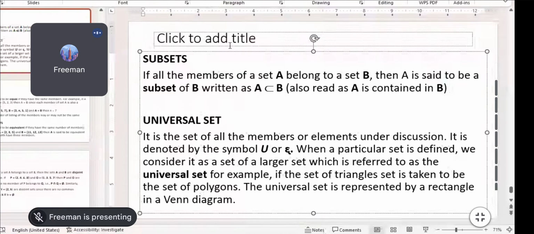Let me just search something quickly. Insert symbols. Where are you? Let me see you first.